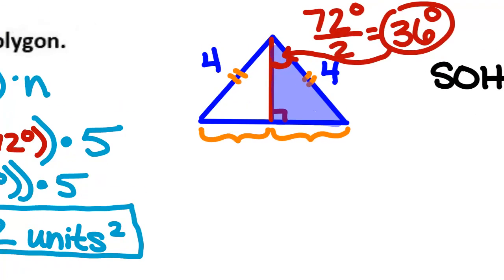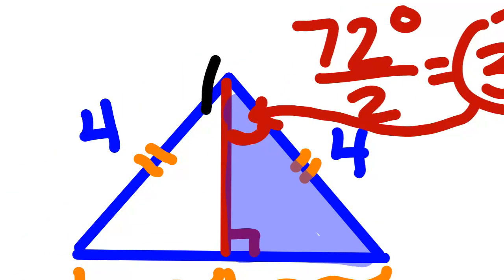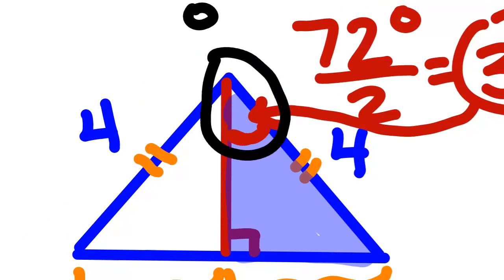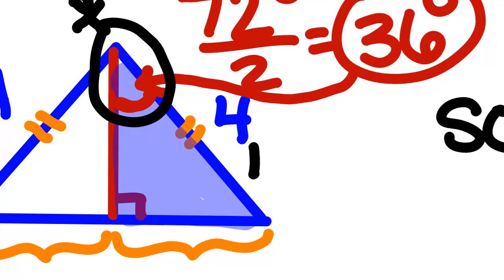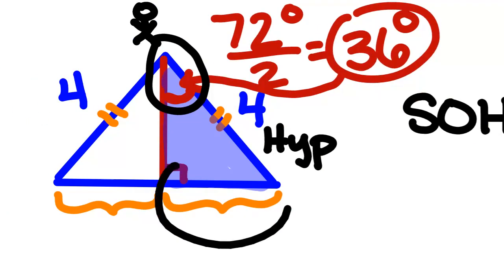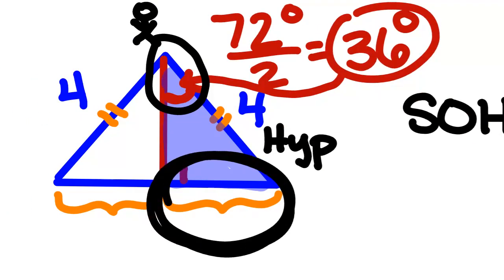So SOHCAHTOA, we're going to stand up at this 36-degree angle. And then we're going to label our sides. I'm just looking at that blue highlighted triangle. What would be the hypotenuse of that blue highlighted triangle? 4 would be the hypotenuse. The side that we're looking for down here, would that be opposite or adjacent?